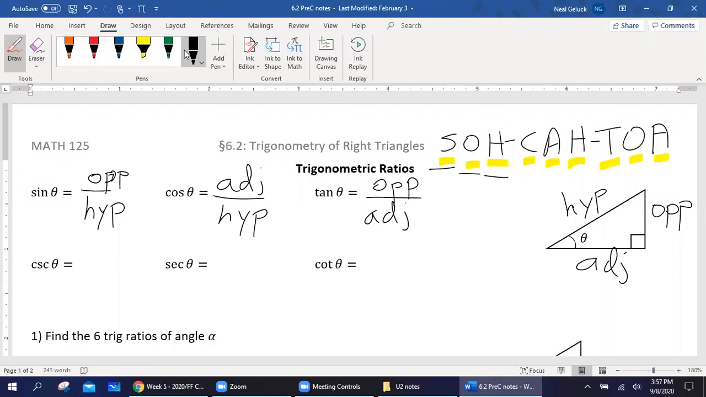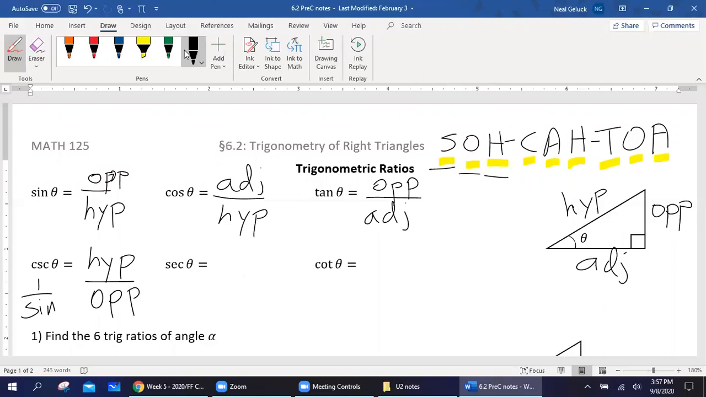Now, those are the three main ones. The next three are the reciprocals. And exactly what a reciprocal is, we flip the fraction. Cosecant is the flip of sine. So you might want to make a note that cosecant is 1 over the sine. It sounds like cosecant should go with cosine, but it doesn't, so you got to be careful. Cosecant goes with sine. So if I flipped opposite over hypotenuse, cosecant is hypotenuse over opposite.